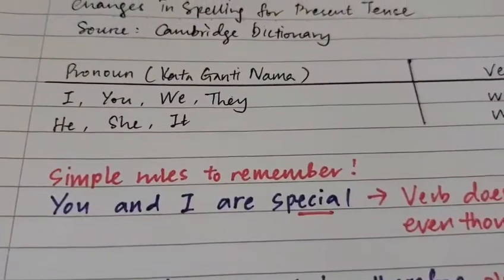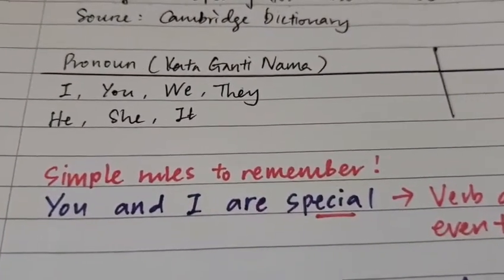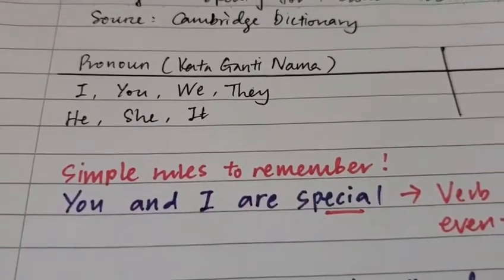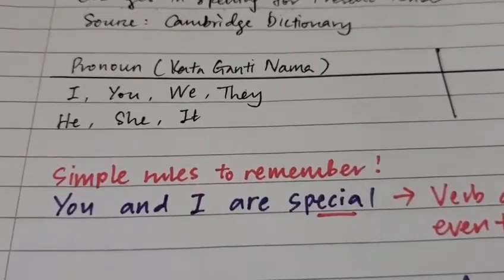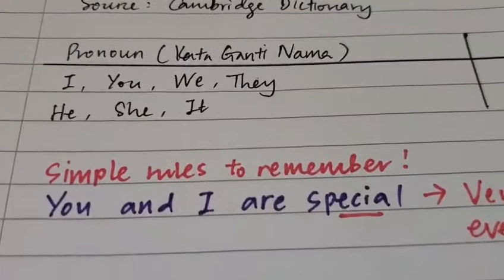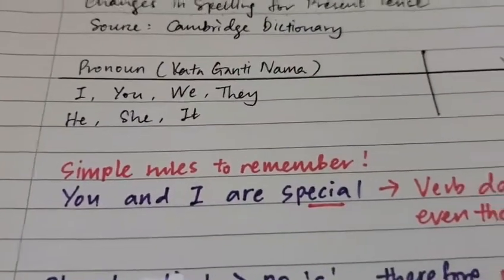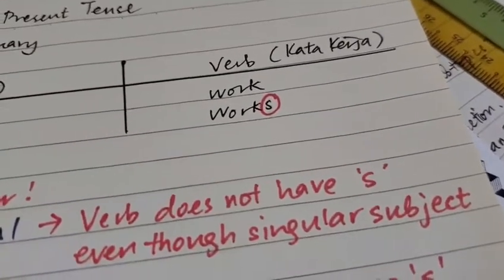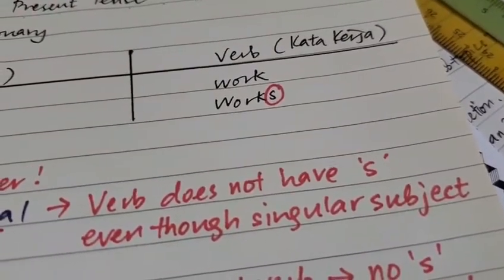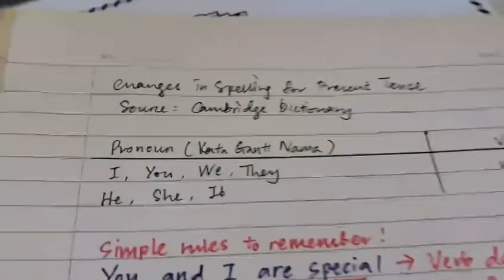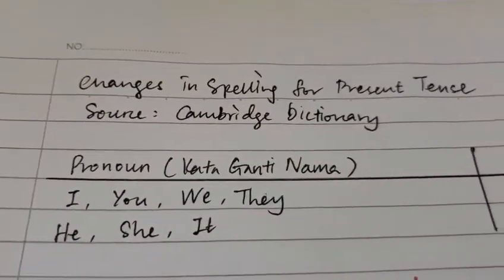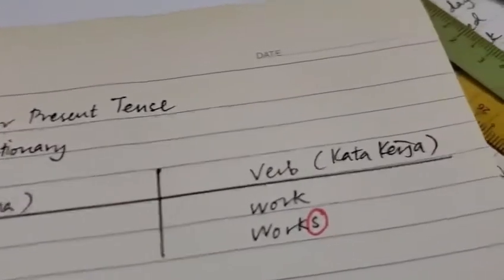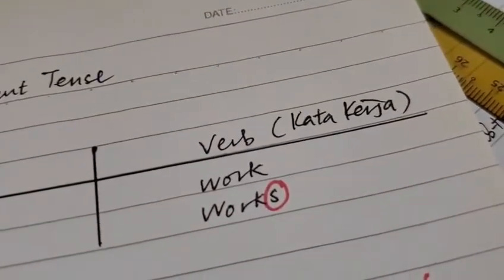What about you and I? Okay, so here are some simple rules to remember. You and I are special. Okay, you remember the sentence, you and I are special. Why are they special? Even though they are singular, okay, your verb does not have an S. Alright, so as you can see in this table here, I, you, we, they, verb, no S. He, she, it, verb with S.